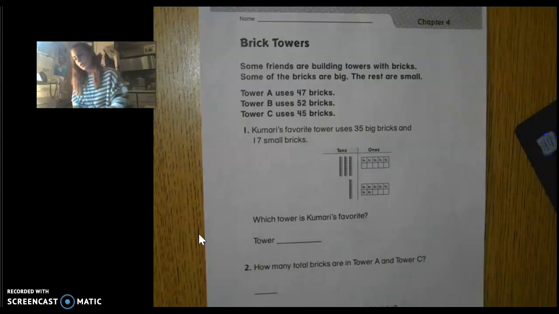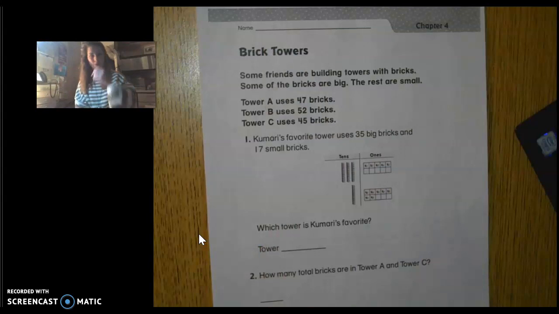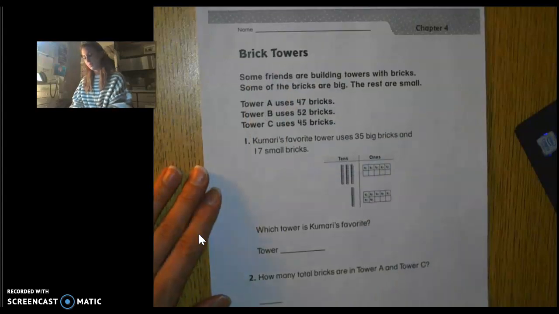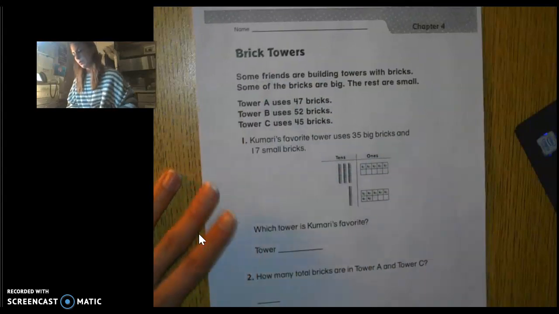Okay, so we're going to get started. Be sure you have your name at the top. That is, of course, number 1. Your test is called Brick Towers. So let's read our first problem.